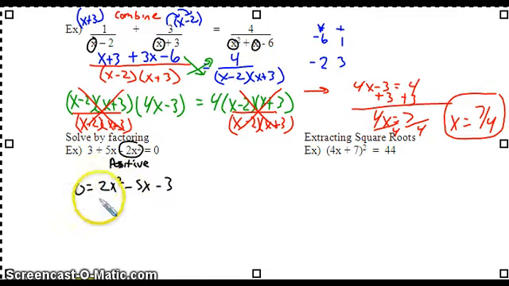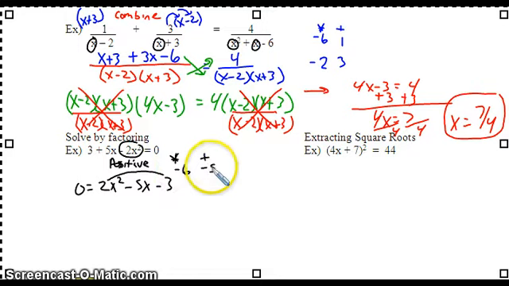The rules for factoring when you have a coefficient here is you multiply to get these numbers, so 2 times negative 3 is negative 6, and you add to get negative 5. So it multiplies to be negative 6 but adds to be negative 5. That's a negative 6 and a positive 1.